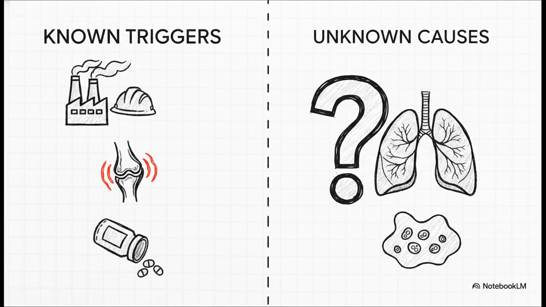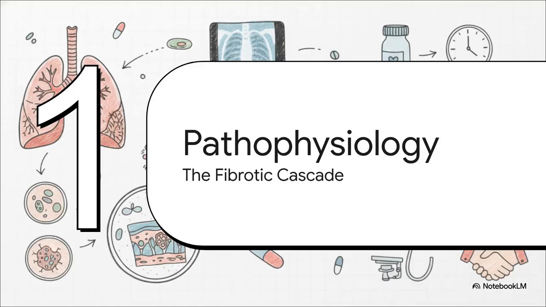Now, on the right side, we list our unknown or idiopathic causes. This is exactly where we find the idiopathic interstitial pneumonias, primarily idiopathic pulmonary fibrosis or IPF, alongside tricky conditions like sarcoidosis. Moving right along to Section 2, the pathophysiology of fibrosis.